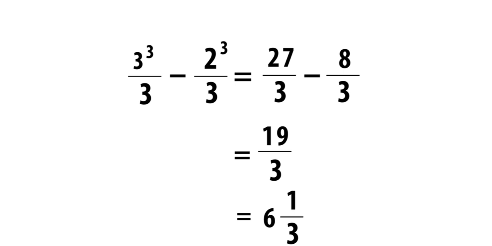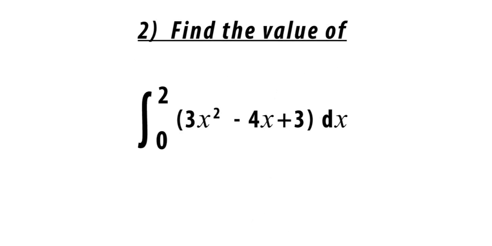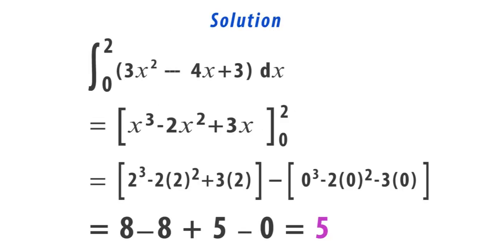Good. Example 2. Find the value of the integral from 0 to 2 of 3x squared minus 4x plus 3 dx. Let's take the solution. The integral from 0 to 2 of 3x squared minus 4x plus 3 dx is equal to x cubed minus 2x squared plus 3x from 0 to 2. That means integrate from 0 to 2.